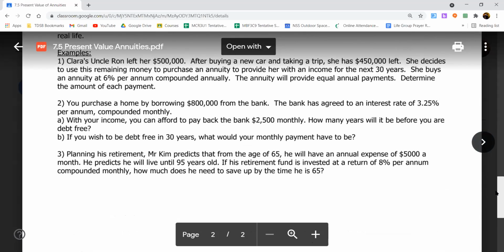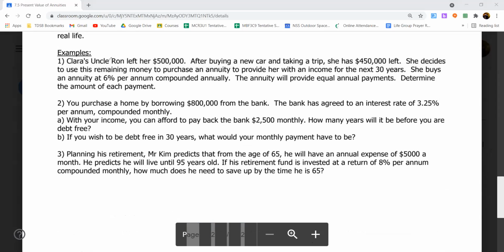Clara's Uncle Ron left her $500,000. That's very generous. But at the same time, maybe it's because Uncle Ron passed away. That's sad. After buying a new car and taking a trip, she has $450,000 left. So we're not using 50,000 or 500,000 here. The amount that we have right now, hint hint, is $450,000. Presently, it is the present value.